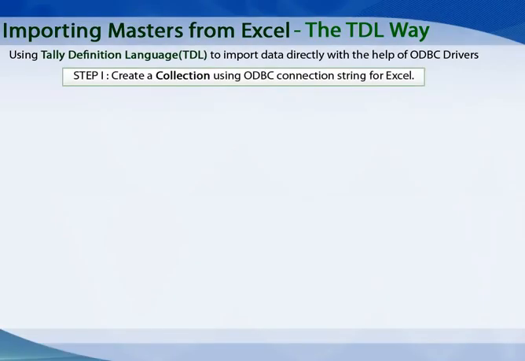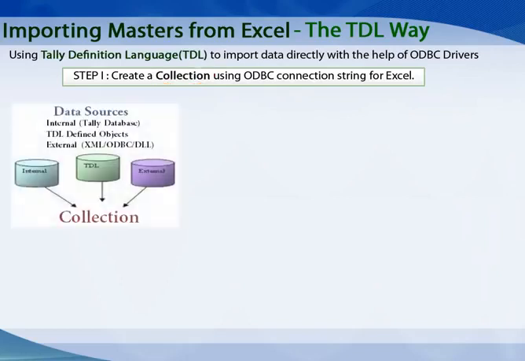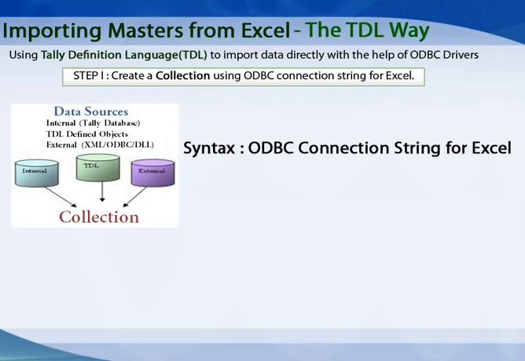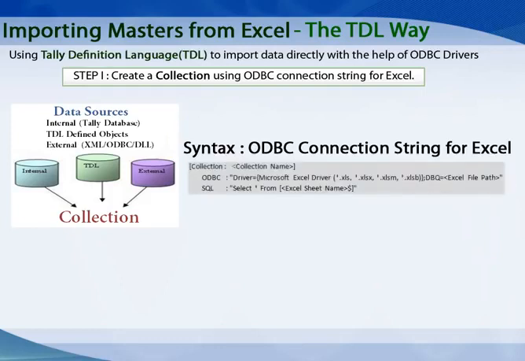Let us see the first step in detail, that is, the collection definition, the attributes, and their respective values. Collection is a data gathering artifact which collects data from various data sources like the Tally database, external objects like DLL, XML, ODBC, etc. The syntax for writing the ODBC connection string for Excel is as follows.